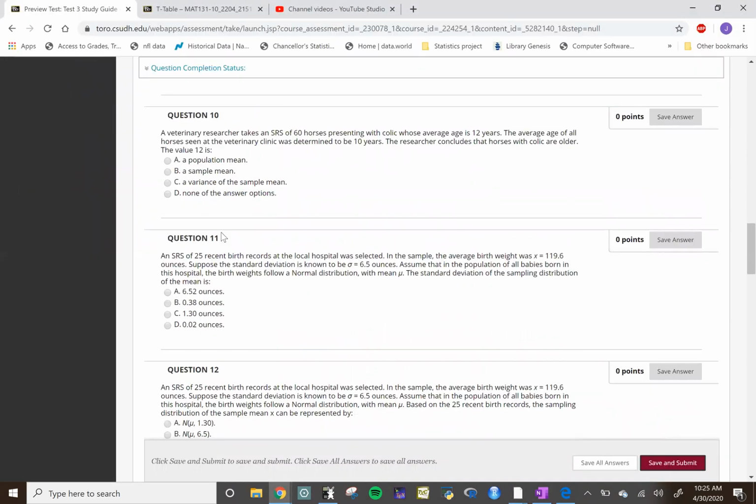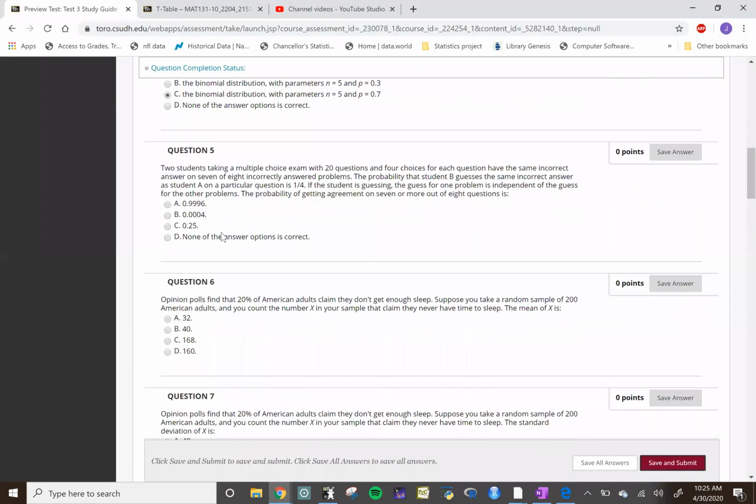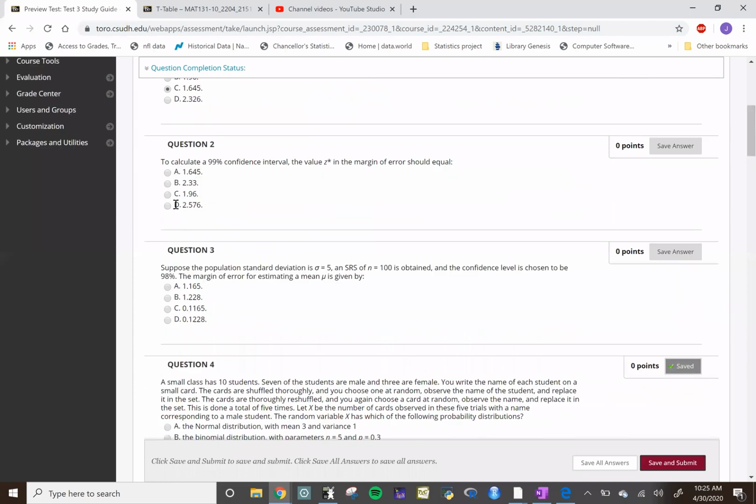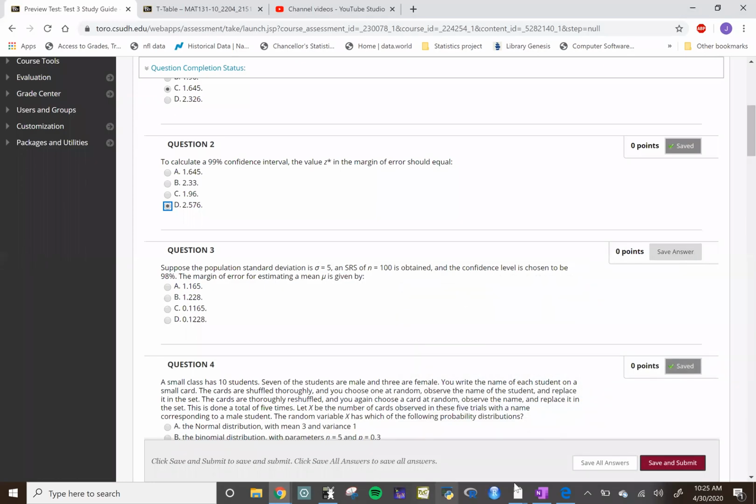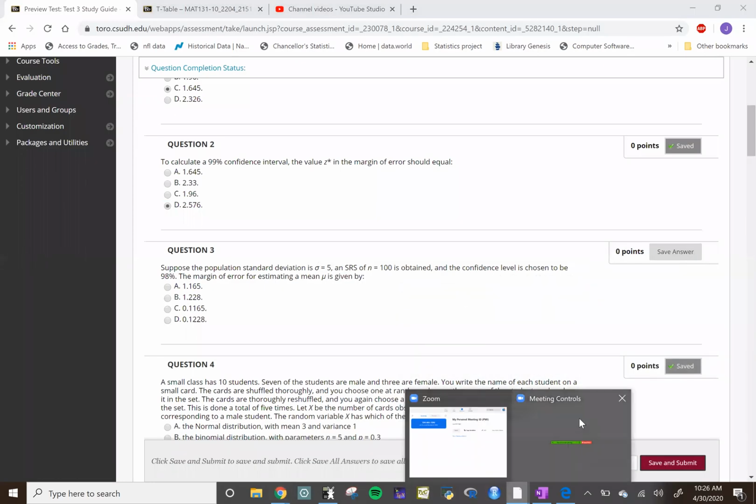So for number 2, you get 2.576. And that's how you find it. You go to the 99% confidence interval, and you look for this z value. 99% is right over here, and then you just get the z value of 2.576. Any question in regard to 2?